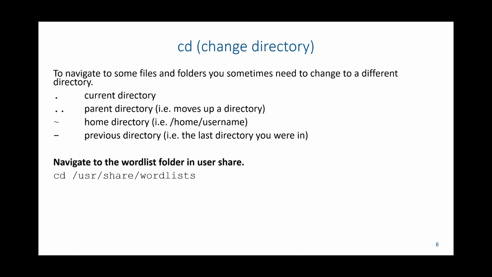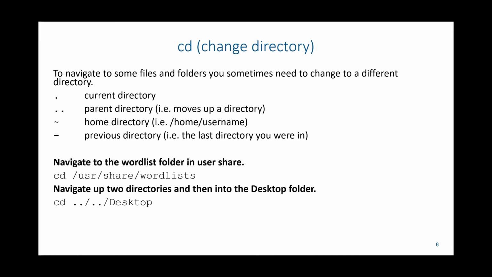In this case, if I wanted to go to the wordlists folder, I'd say cd space /usr/share/wordlists. And that would take me to the usr folder, and then the share folder within the usr folder, and then the wordlists folder within the share folder. If I wanted to go back a couple directories and get into the desktop folder, I would say cd space ..